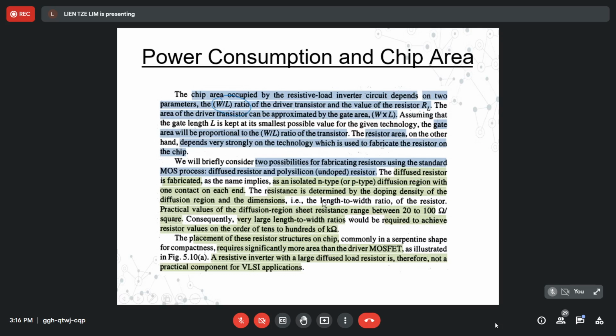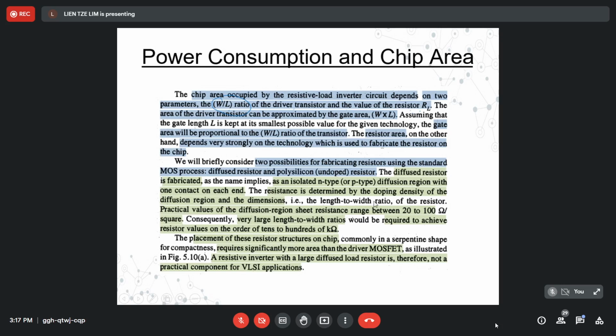According to the slide here, there are two possibilities for fabricating the resistor using the standard MOS process. One is a diffused resistor and the other is the undoped polysilicon resistor. The diffused resistor is fabricated as an isolated N-type or P-type diffusion region with one contact on each end. The resistance is determined by the doping density of the diffusion region and its dimensions, for example, the length to width ratio of the resistor.